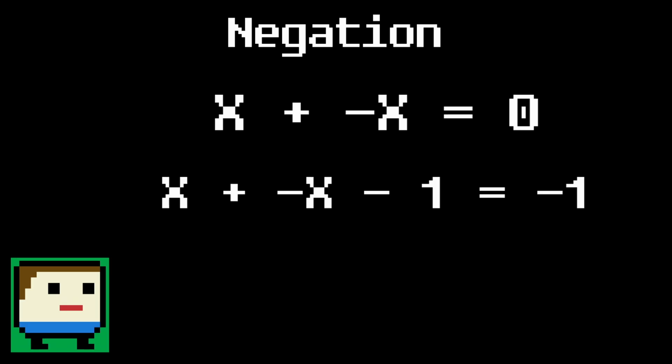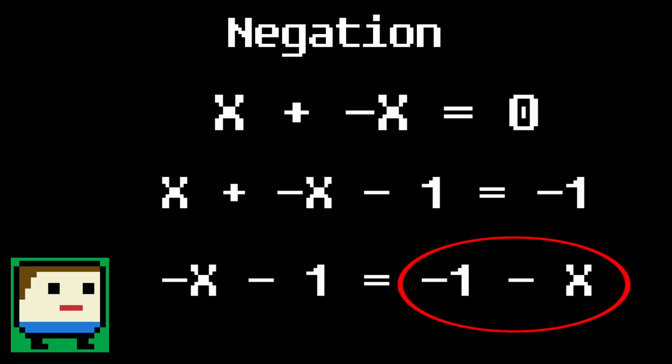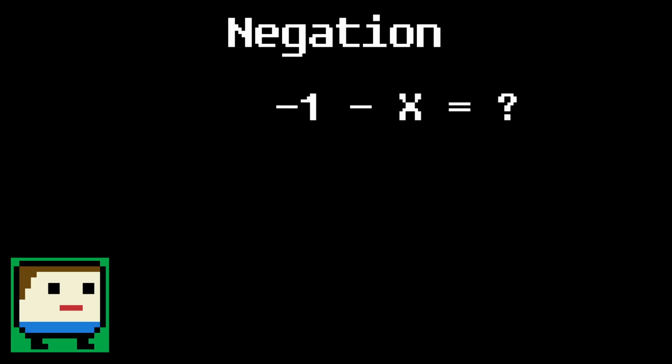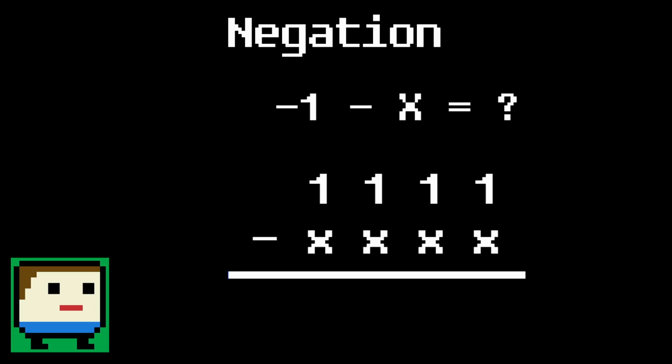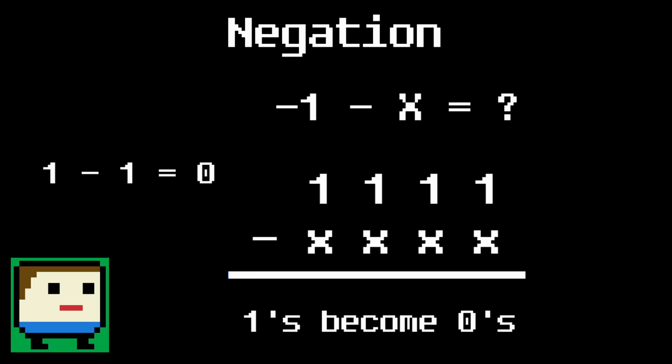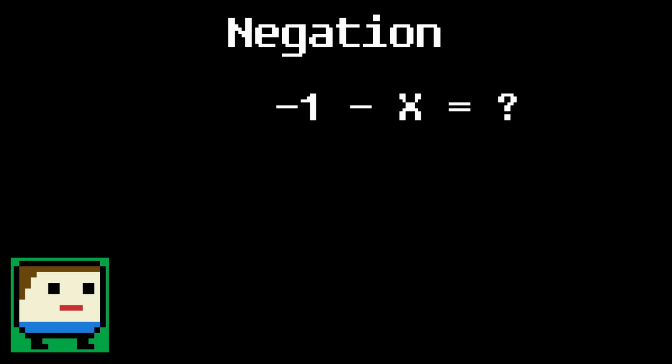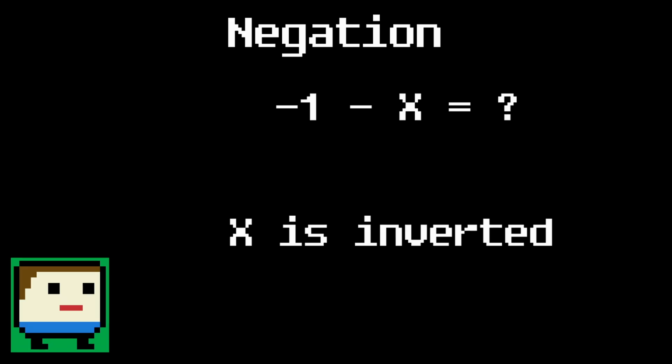We're going to manipulate this equation in order to get a non-trivial solution for negative x. We'll subtract 1 from both sides, and then move x to the right. Now let's try to simplify the right side. What is negative 1 minus x? Negative 1 in binary is just all 1s, because negative 8 plus 4 plus 2 plus 1 is negative 1. And let's subtract x, which we'll just denote with a bunch of x's. We might not know what the exact value of x is, but think about what happens here. Each bit in x that's 1 becomes a 0 in the answer, since 1 minus 1 is 0. And every 0 in x becomes a 1, because 1 minus 0 is 1. So when you subtract x from negative 1, the bits in x are simply inverted.